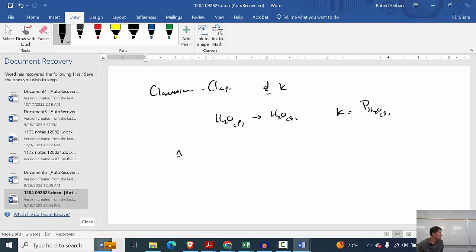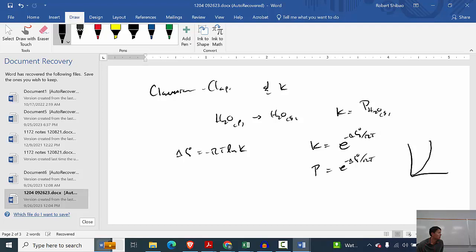And then we know that delta G naught is equal to minus RT ln of K. And therefore, K is equal to e to the minus delta G naught over RT. In other words, the pressure is equal to e to the minus delta G naught over RT. So the pressure, we're going to see this vapor pressure curve that's exponential, like this. And so this is the pressure versus the temperature. We generate the vapor pressure curve. But this is under standard conditions, right? And the vapor pressure changes with temperature, but this is kind of what we see for this.